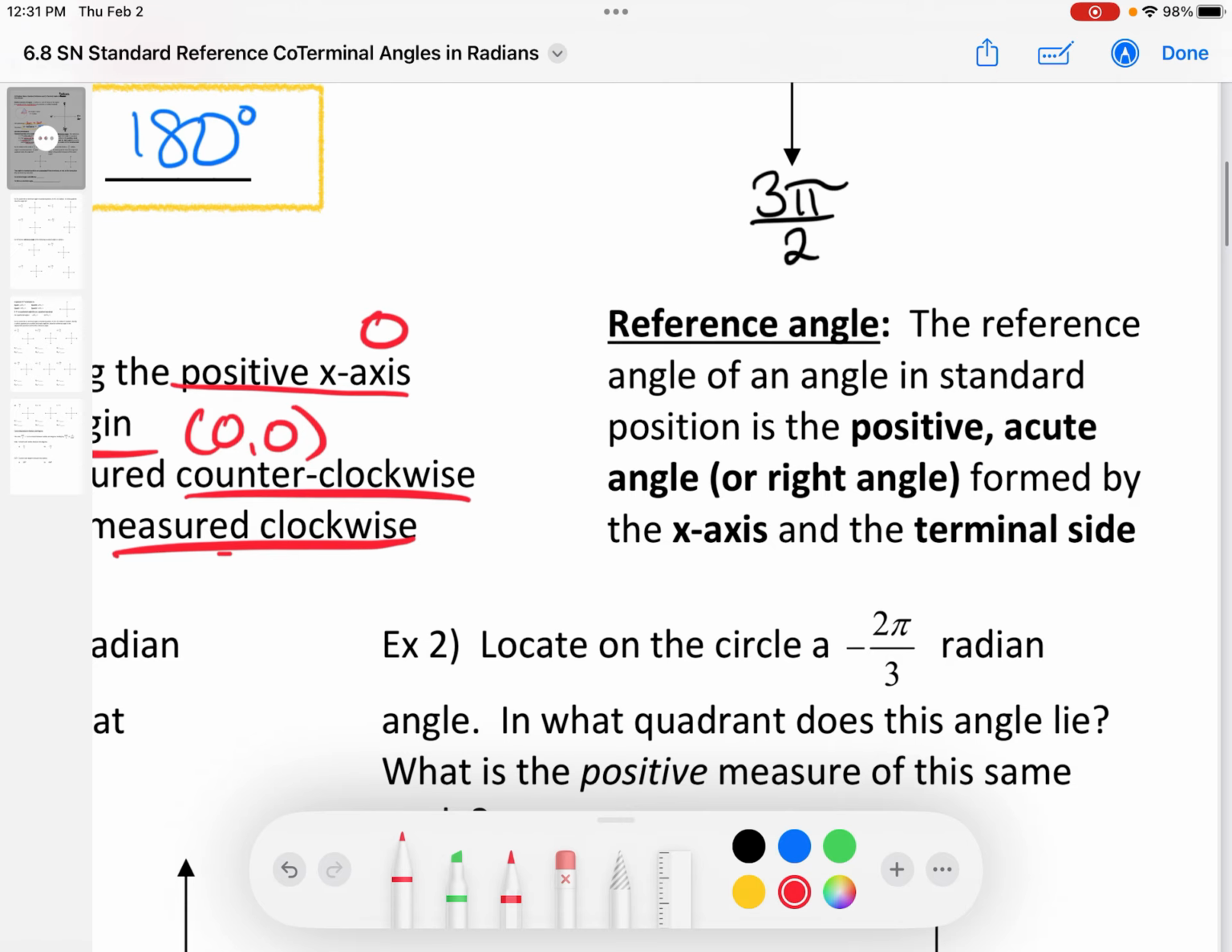Reference angles are also the same as they are in degrees. It's a positive, acute, or right angle formed by the x-axis and the terminal side. So, given all of this, we can find angles, find their standard position, and find their reference angles. And I'm going to show you a way to do that in radians. It's going to make things pretty simple.